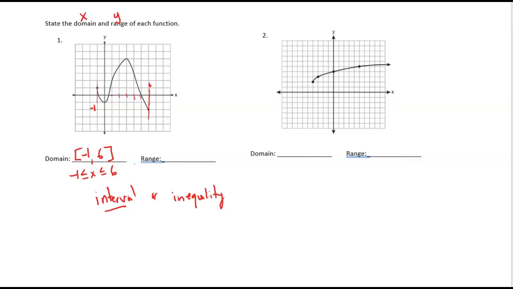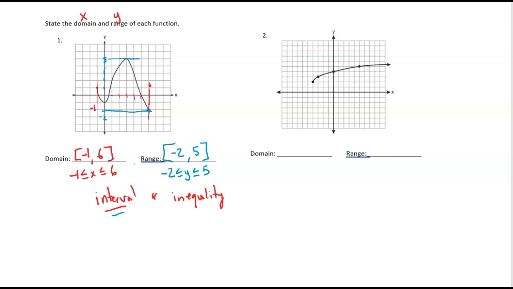For your range, it looks like my graph goes as low as this number right here, which looks like -2, and it's included. And it looks like my graph does not go any higher than that line. So 1, 2, 3, 4, 5. Yeah, 5, just double checking. So there's my range in interval notation. And for inequality, you would just use your y values. Either way is perfectly acceptable.